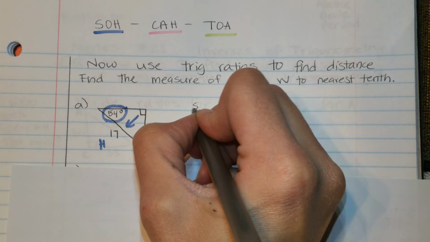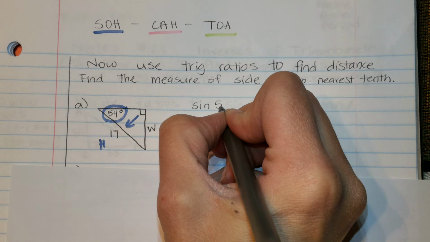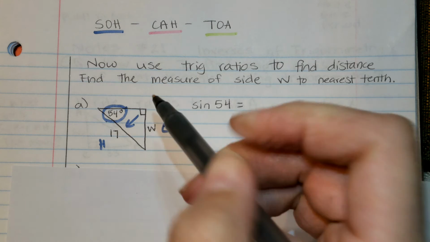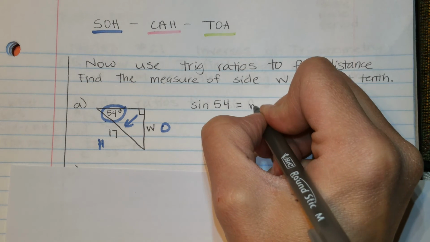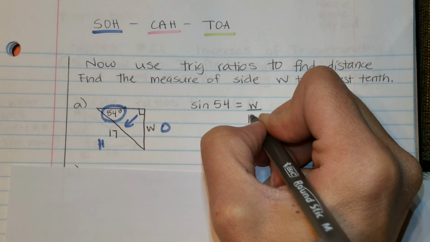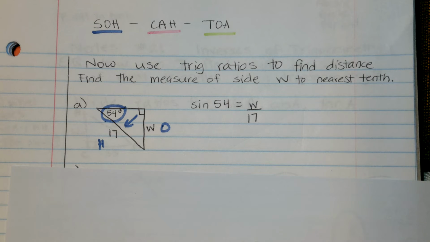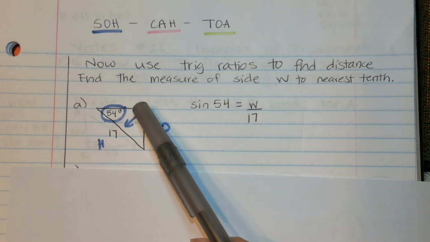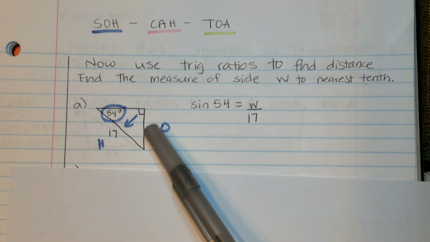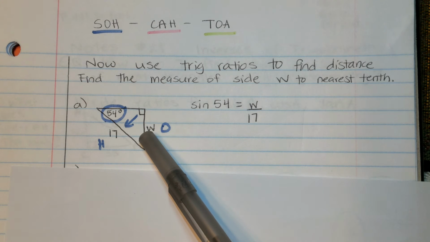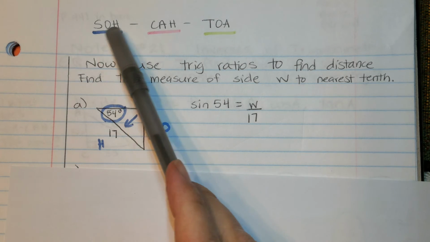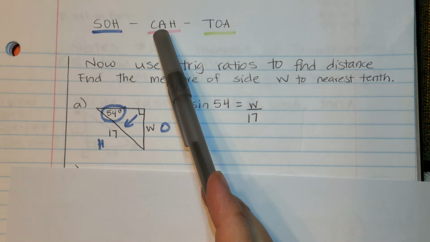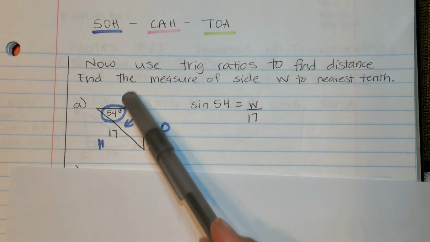And then this is how you set it up. Sine, put in the angle. Sine 54 equals O over H. The O is the one I'm trying to find, so I'm going to put W. H is 17. So one more time, the way that I set it up is I identified the angle, I circled the angle, and then I showed which one's the hypotenuse. The other one, W, is my opposite. Since I have O and H, sine is the only one that has O and H. If I was given adjacent instead right here, then it would be cosine.